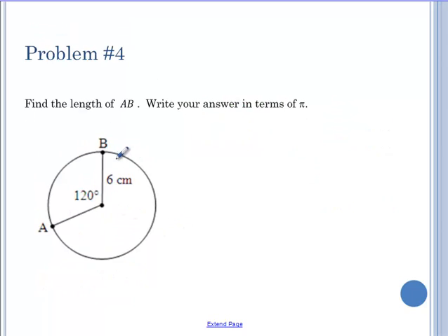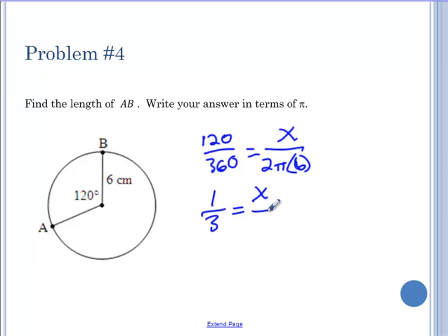We need to find the length of AB. So arc length is what we need to find, so that's going to be x, but we need degrees over 360. So 120 over 360 equals arc length, let's call that x, over 2 pi r, or 2 pi times 6. 120 over 360 simplifies to 1/3, and x over this is going to be 12 pi, because 2 times 6. So when we cross multiply, 12 pi equals 3x, divided by 3. Our arc length, well, that's messy. Our arc length is going to be 4 pi.